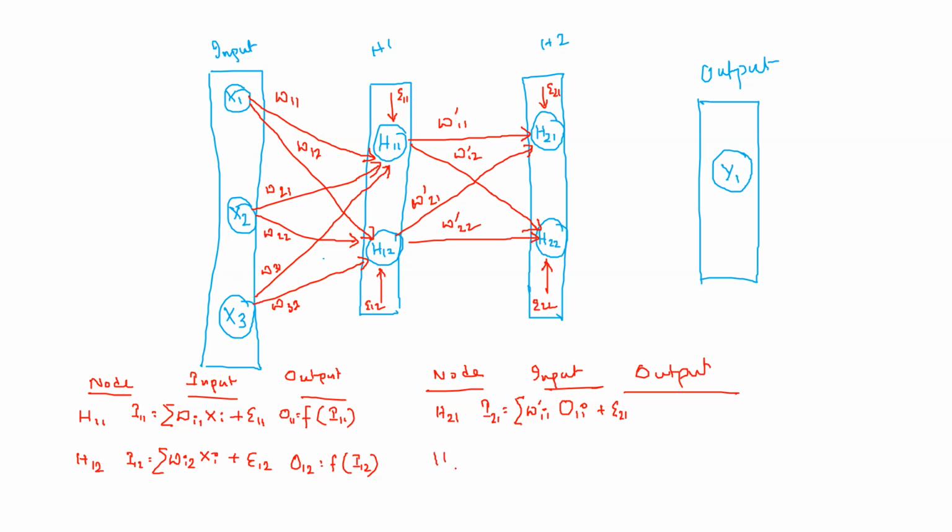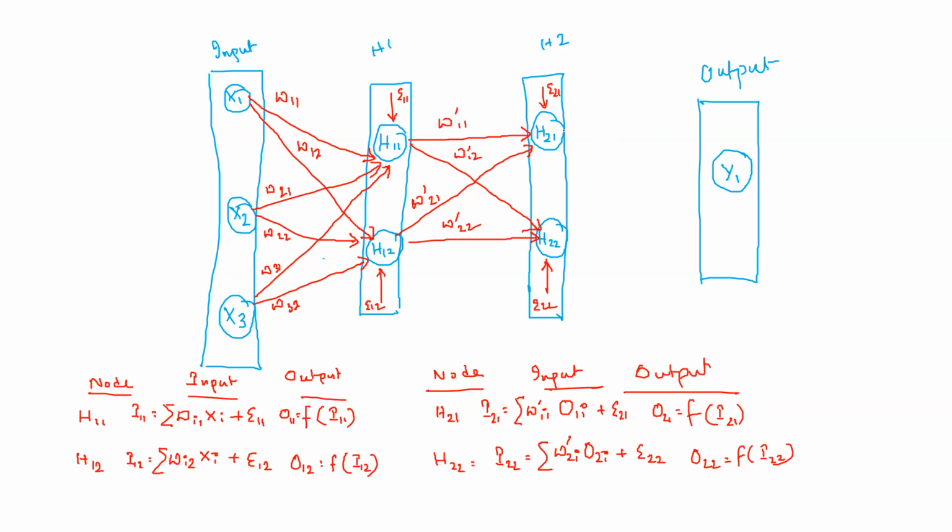And similarly, input of 2, 2 is equal to 2I plus 2. And this is f of I. Output is what? Output is f of I21, and again output is f of I2. As of now, we assume that these are linear, so this f function is a linear function. Same, f of x is equal to x.